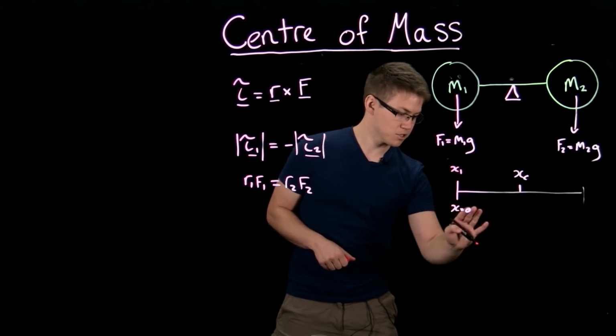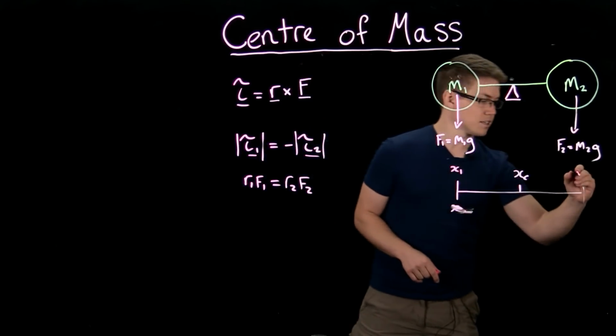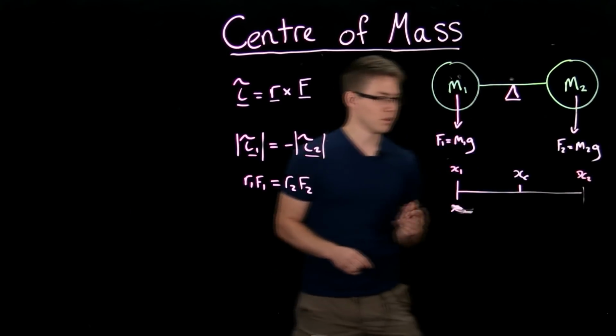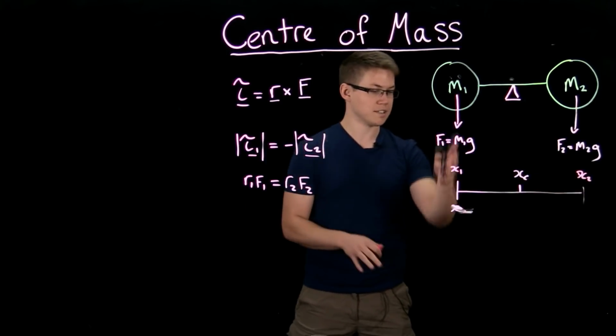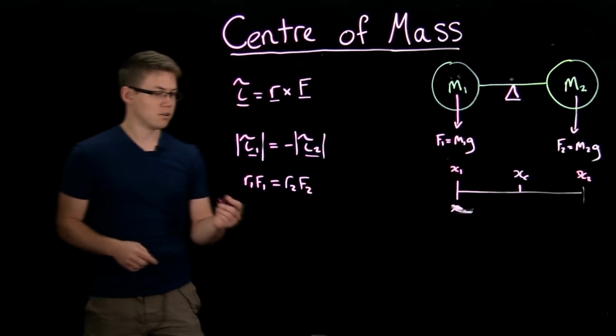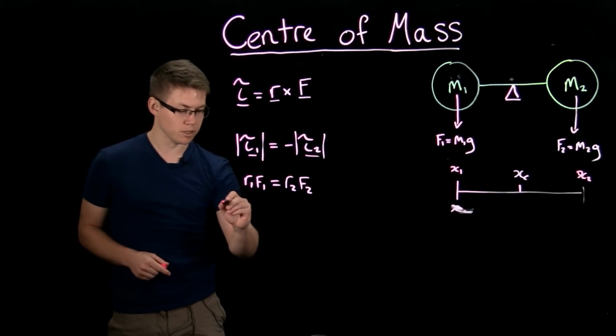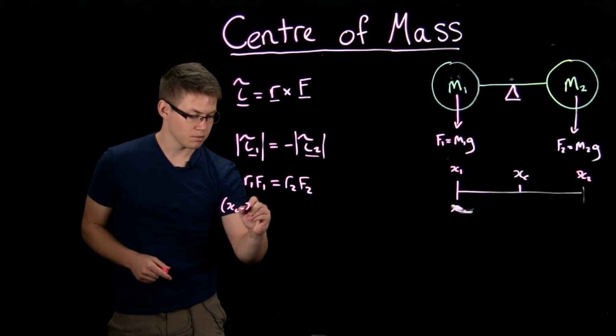In fact, it doesn't matter so much whether we define this to be 0 or not, so I'm just going to remove that. And I'm going to say this is x2. Okay, so in general, this is just the x-axis. This is where x1 is, and this is where x2 is. Okay, r1 in that instance is xc minus x1.